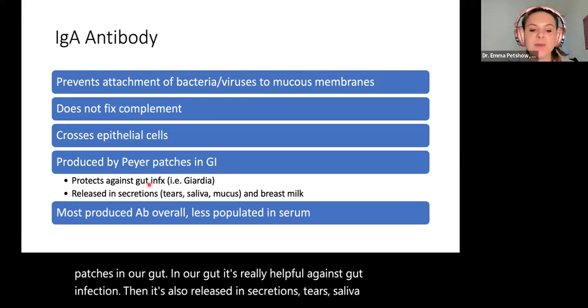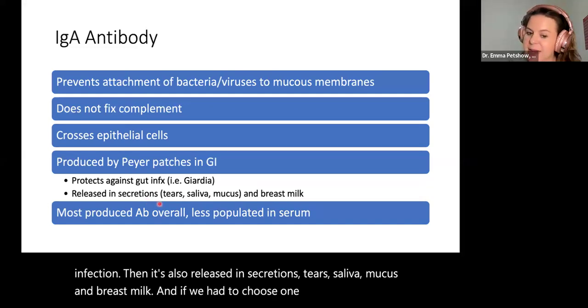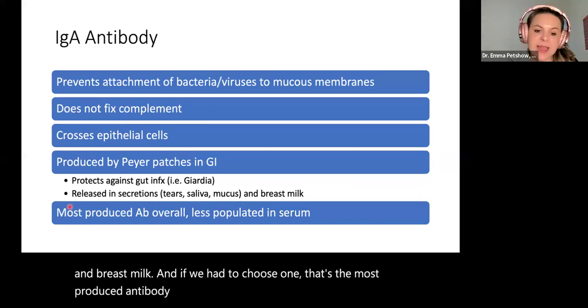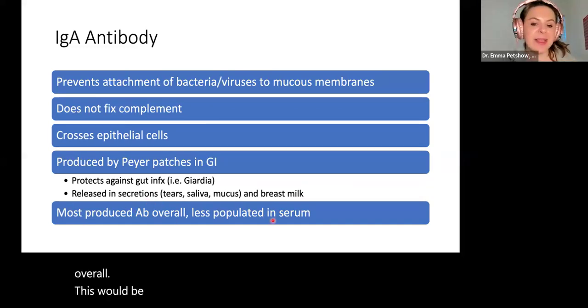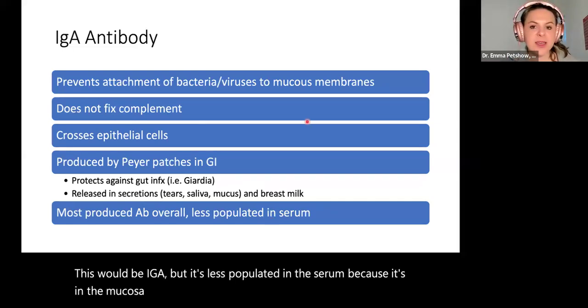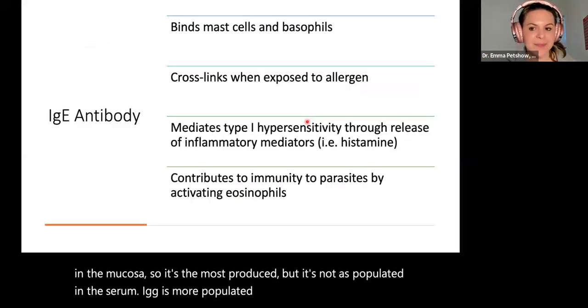And if we had to choose one that's the most produced antibody overall, this would be IgA, but it's less populated in the serum because it's in the mucosa. So it's the most produced, but it's not as populated in the serum. IgG is more populated in the serum than IgA.